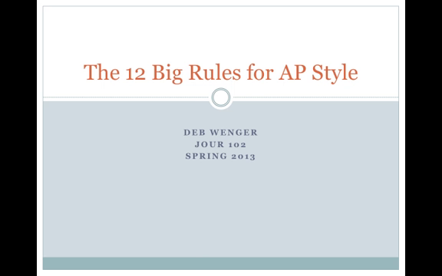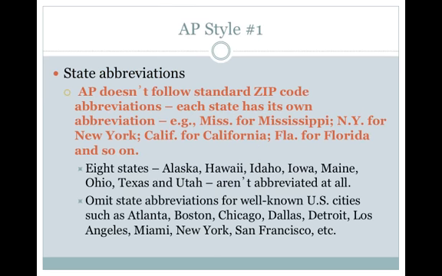So my rule of thumb is if I'm not 100% sure I know what the rule is, I look in my AP style book or Google it or use the AP style app. All of these things are options. So the rules that I'm really going to expect you to know and use and understand are being presented in this PowerPoint. So number one, state abbreviations.